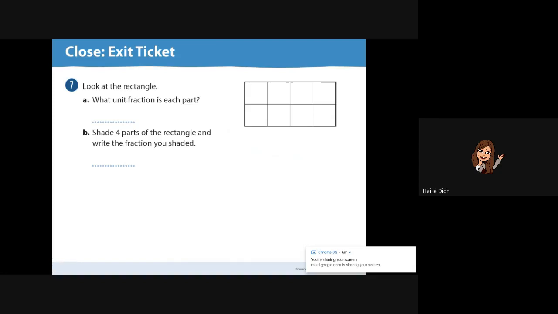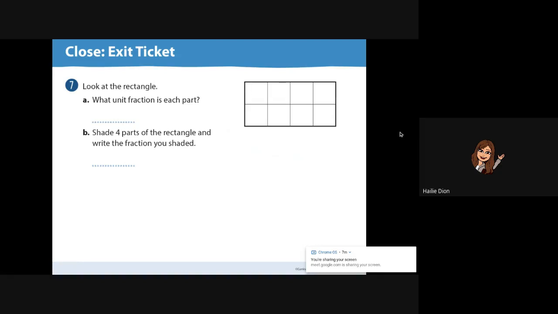Now, look at this rectangle. What unit fraction is each part? Now remember what a unit fraction is. A 1 needs to be in our numerator. So in this case, what would our unit fraction be? If you need to pause or draw the model on a piece of paper, you're more than welcome to. So what unit fraction is each part?